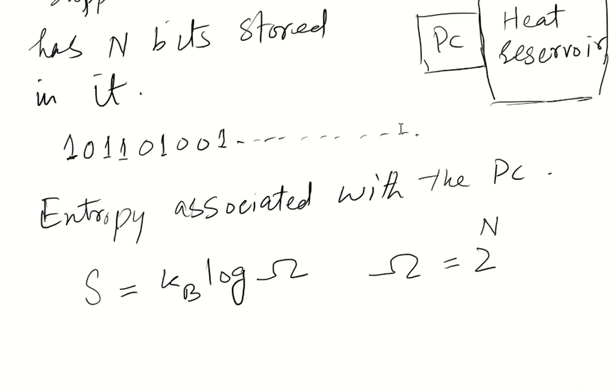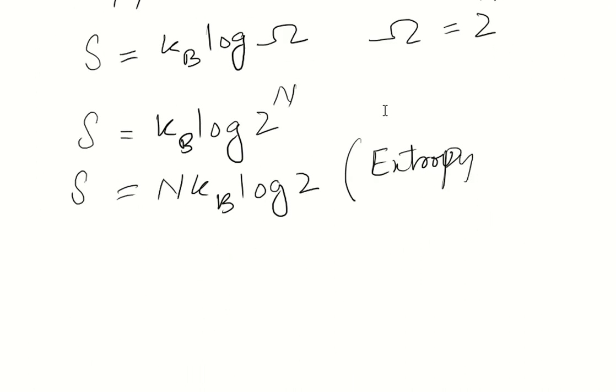How many number of states? How many number of arrangements? We studied this a couple of lectures ago. So we use omega equal to 2 to the power n, and we just plug it in. S equals k_B log of omega, k_B log of 2 to the power n, or n k_B log of 2. This is the total entropy associated with the PC.